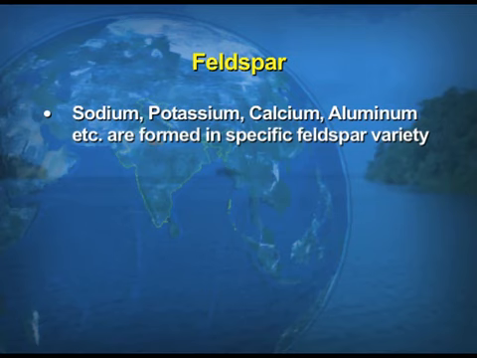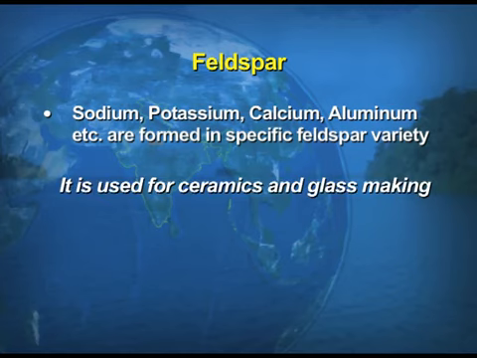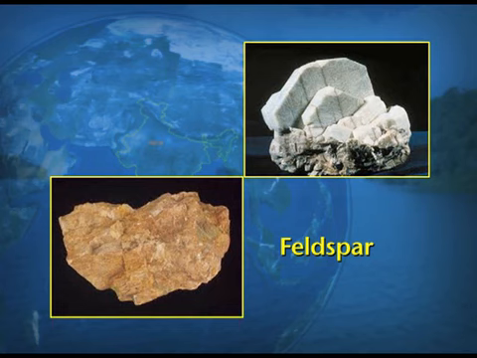Now we talk about the different forms in which the feldspar is used. It is used basically for ceramics and glass making. Now, if you look at the screens, you can see how the feldspar looks. These are two different pictures of the feldspar, one with the white color, another with the pink color. So, you can differentiate between the two different colors of the feldspar.